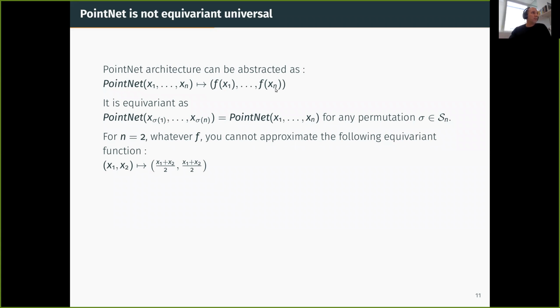It's not universal anymore, even in the set of equivariant functions. A very simple example that you cannot approximate with PointNet is just taking the average of both points and returning the average for both entries. This is clearly an equivariant function. And it's not very hard to see that for any function f you can consider here, you cannot compute this average because f can only look at x1 and x2 separately.